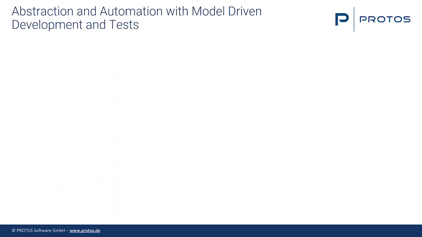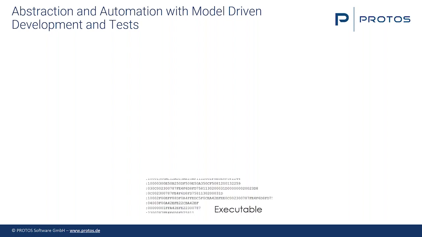So abstraction and automation with model-driven development and tests, that's something that can help. How does it work? In the end, you always want an executable. So your software is an executable that runs on a certain chip. In this case, that's a hex code of an STM32 processor. Very low abstraction, a lot of details about how I explain it to the processor. So what does the processor have to do? What does it have to calculate, and so on. That's a very low level of abstraction, but it's needed because the processor understands this language.